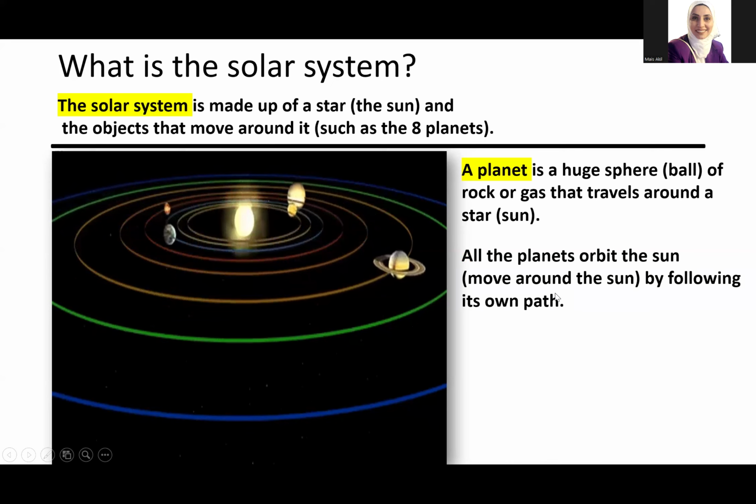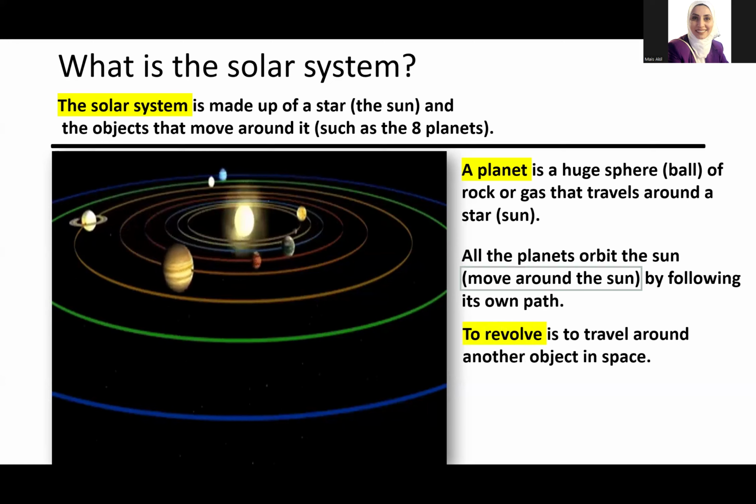All the planets orbit the sun, or move around the sun, by following their own path. If you remember, we said when the Earth is revolving around the sun, it is following a regular path. Also, the other planets follow a regular path. Moving around the sun, we said this is the meaning of revolution. To revolve is to travel around another object in space.